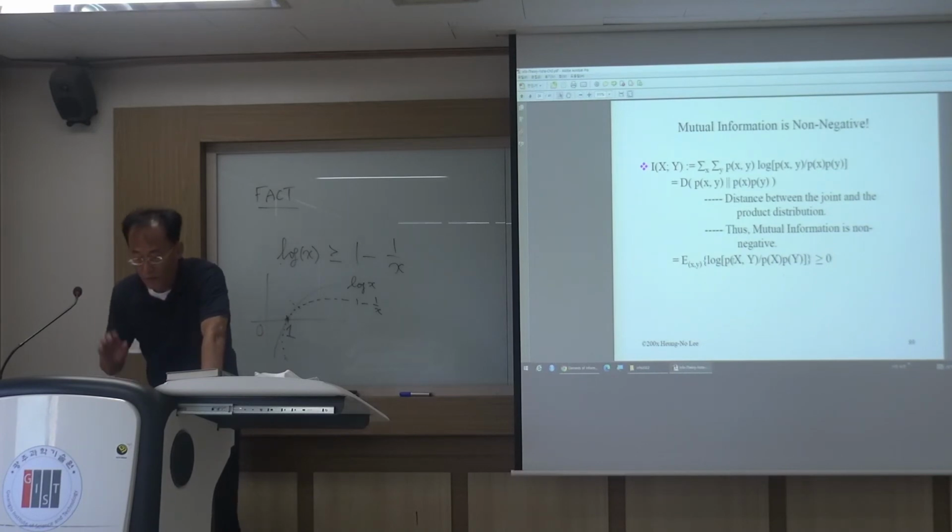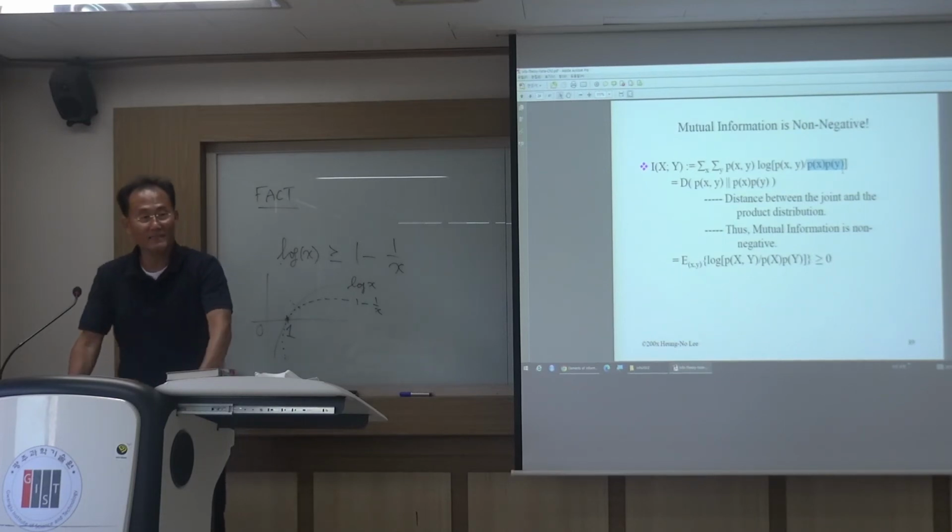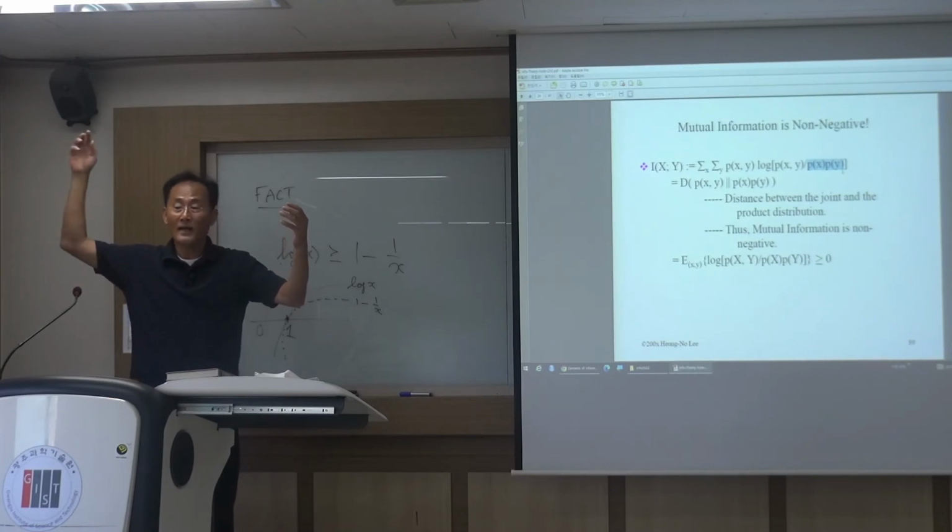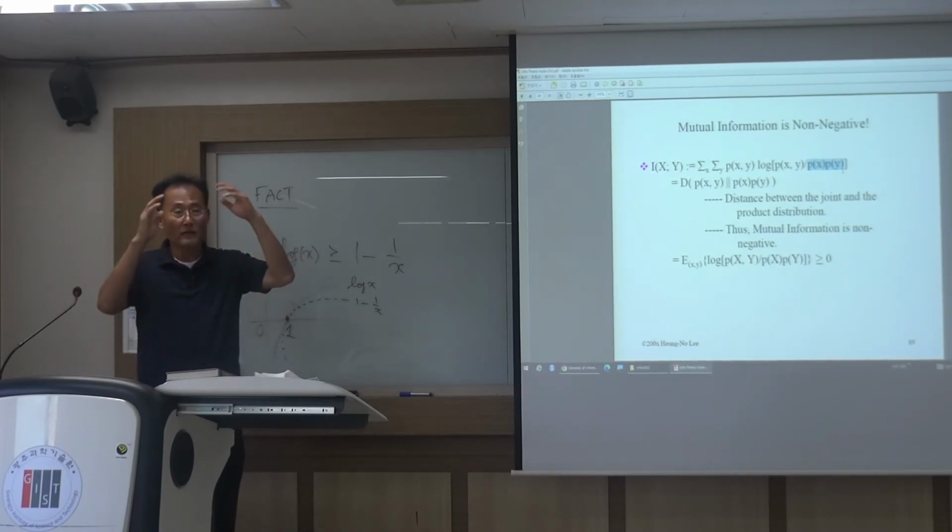Now, mutual information is non-negative. We will prove this statement. Mutual information is defined to be the expectation or summation over p(x,y) log p(x,y) over p(x) times p(y). You have seen this before. What did we call p(x) times p(y)? Product distribution. We used this for proving x and y independent: when p(x,y) is equal to p(x) times p(y) for all x and y, then we said that random variables x and y are independent of each other.